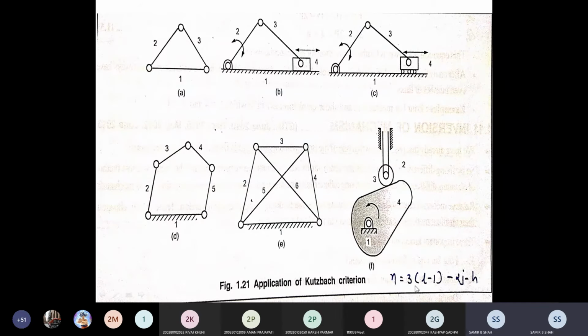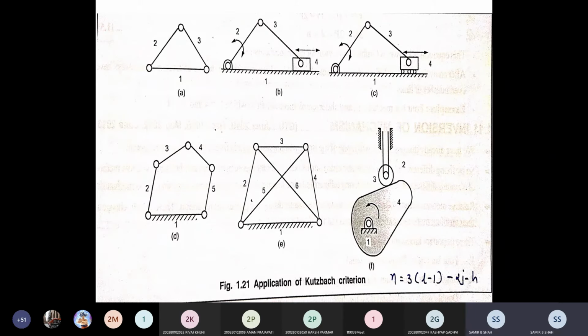So 3 in the bracket, 3 minus 1, minus 2 into 3. 2 into 3 is 6, so 6 minus 6 is 0. So there is no degree of freedom. If there is no degree of freedom, it means no relative motion. As I discussed earlier, if there is no relative motion, then it is known as a structure.